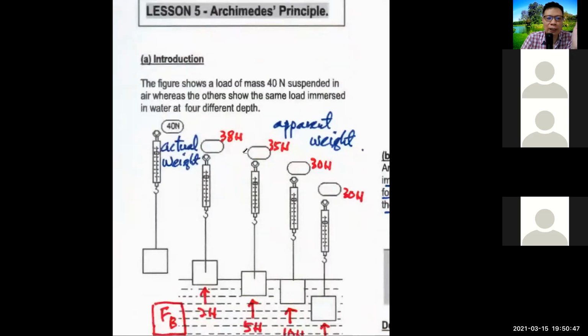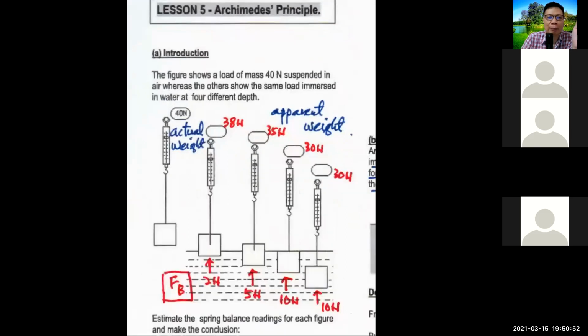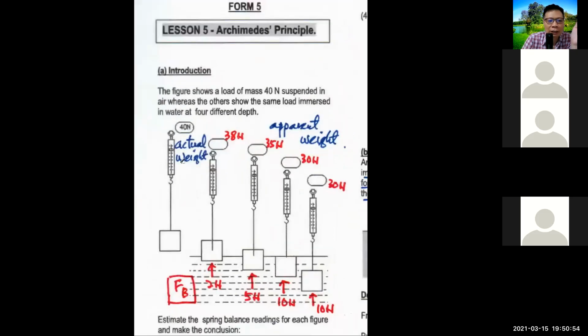So I don't want to explain so much first. I want you to look at this diagram. Just look at this diagram only. Okay. So this is a spring balance.